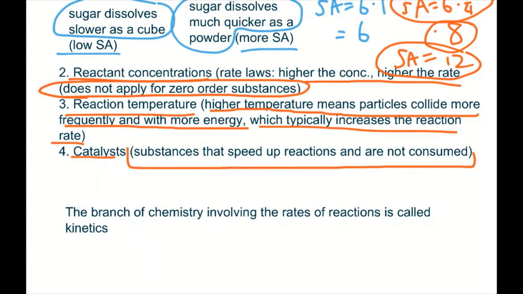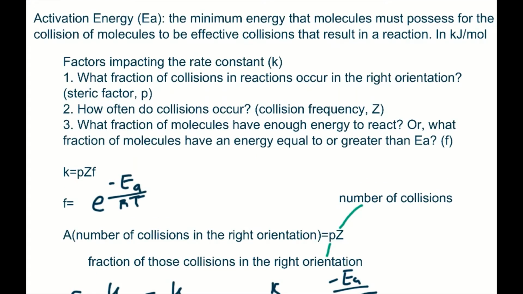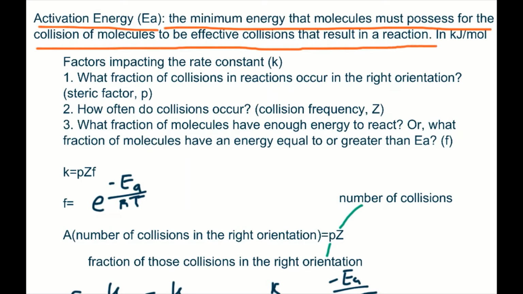And before we continue, kinetics is the branch of chemistry involving the rates of reactions. So that's just something cool to know, because that's actually the name of Unit 9. So now let's move on to something called activation energy. The activation energy is the minimum amount of energy that molecules must possess for the collision of molecules to be effective collisions that result in a reaction. Activation energy is typically found in kilojoules per mole.